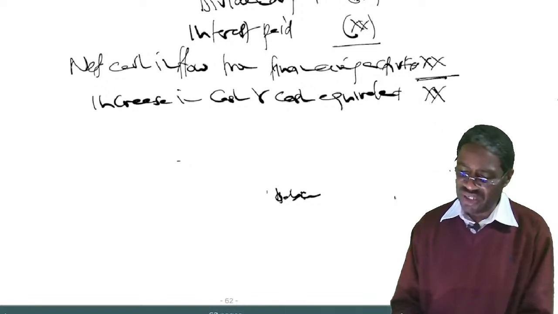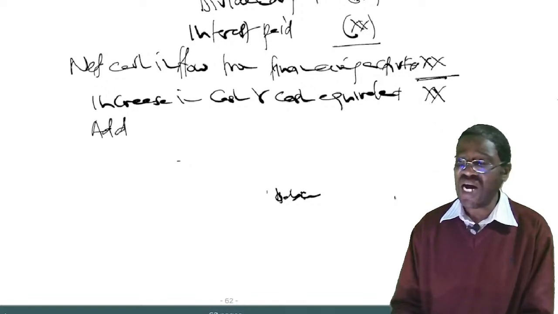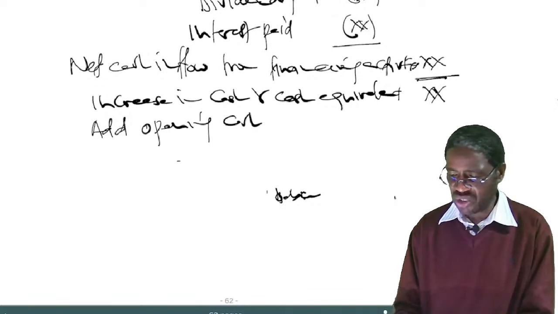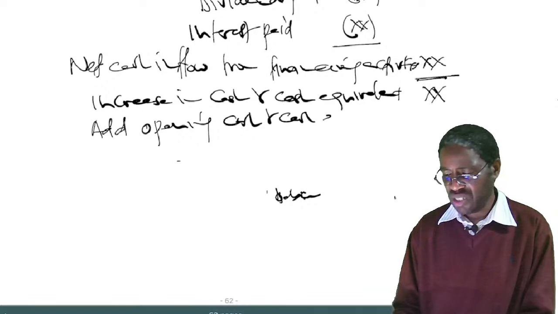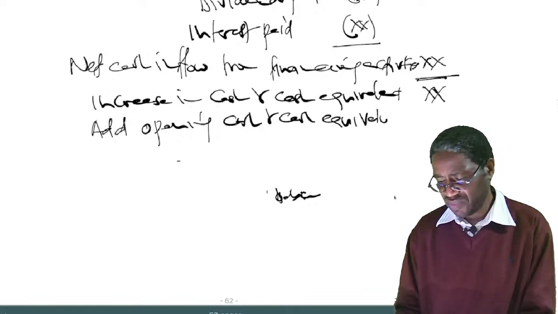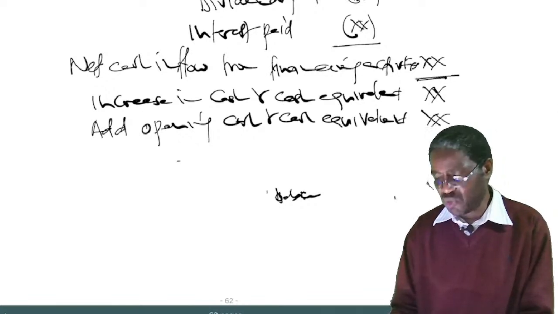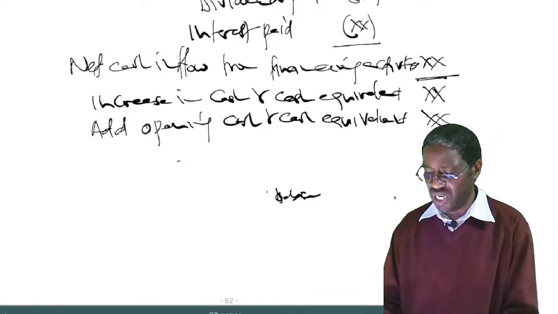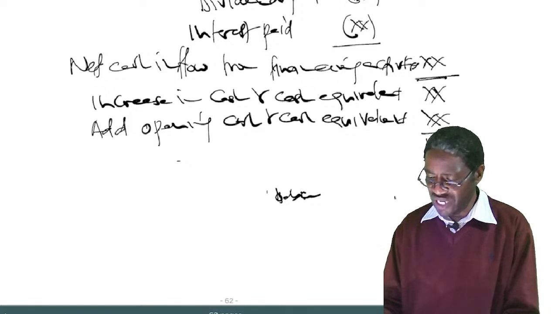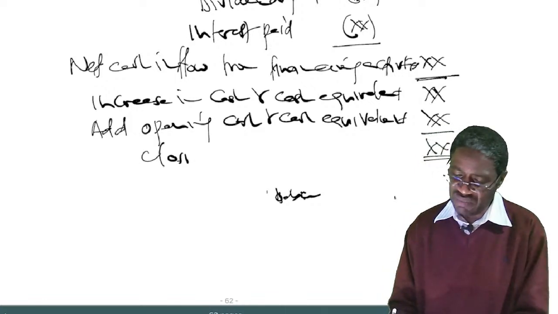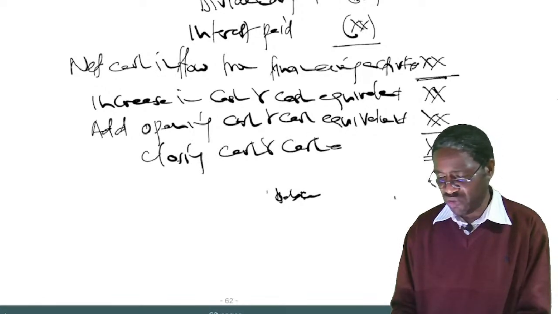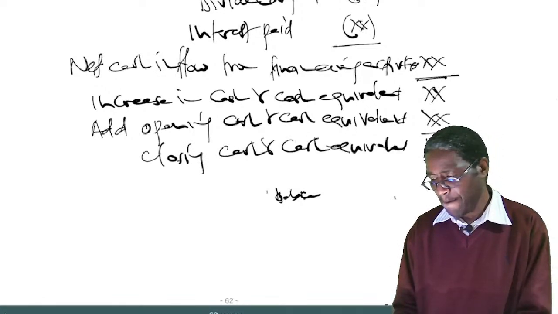Once you do that, I told you, you now come and add what we are calling opening cash and cash equivalent. Whatever it is from the balance sheet last year became the opening this year, that's what you add. Then whatever you get down here should be the same as the closing cash and cash equivalent. Good.